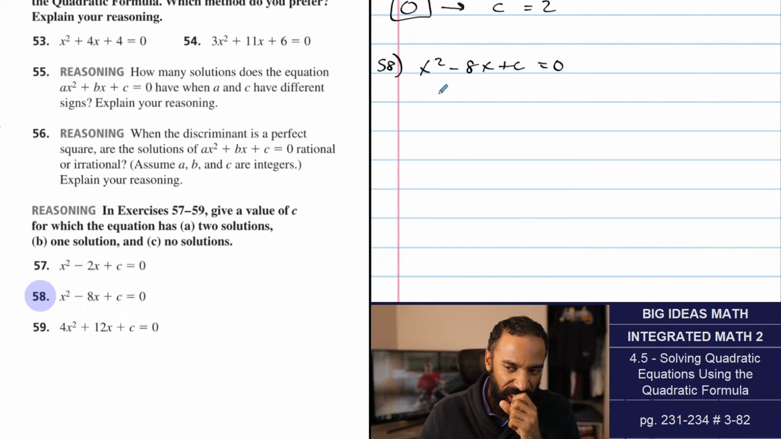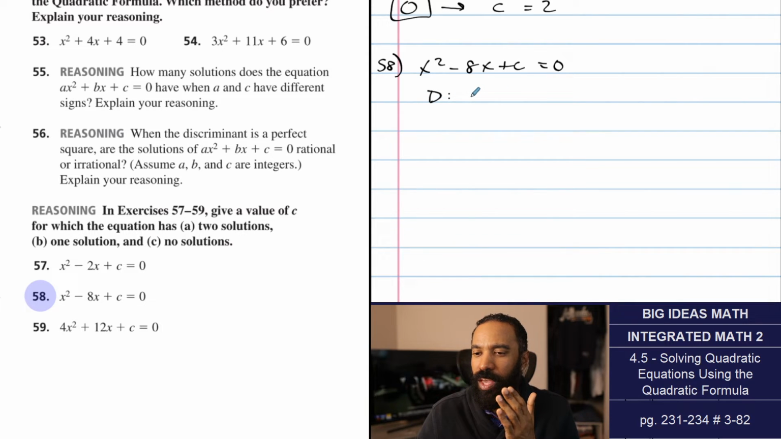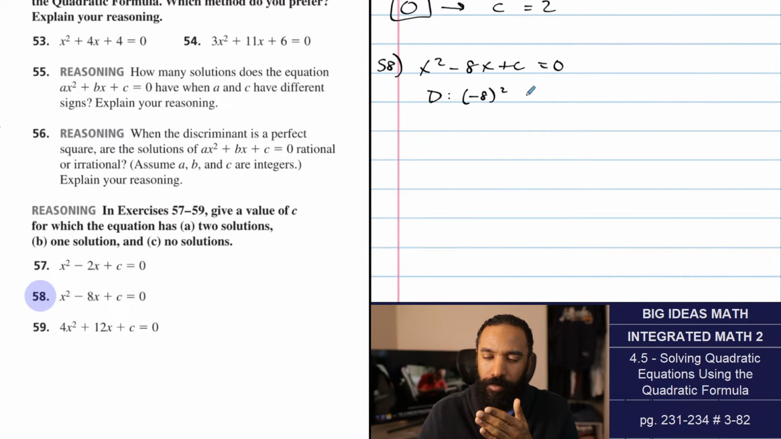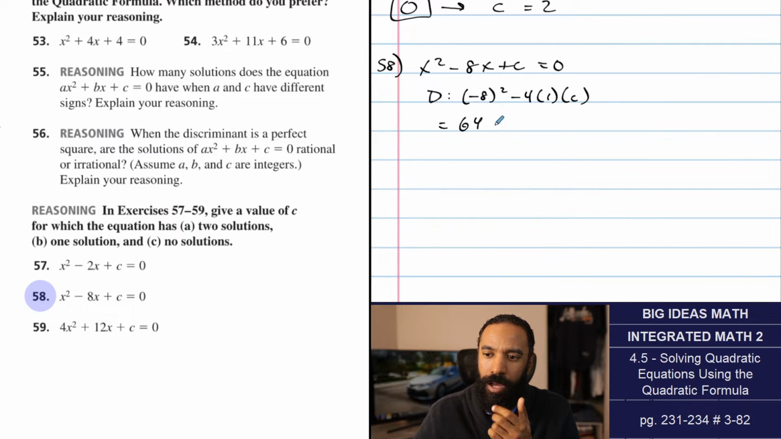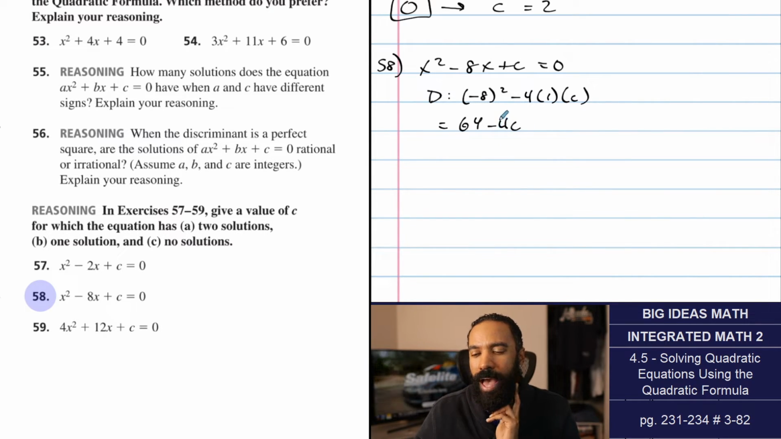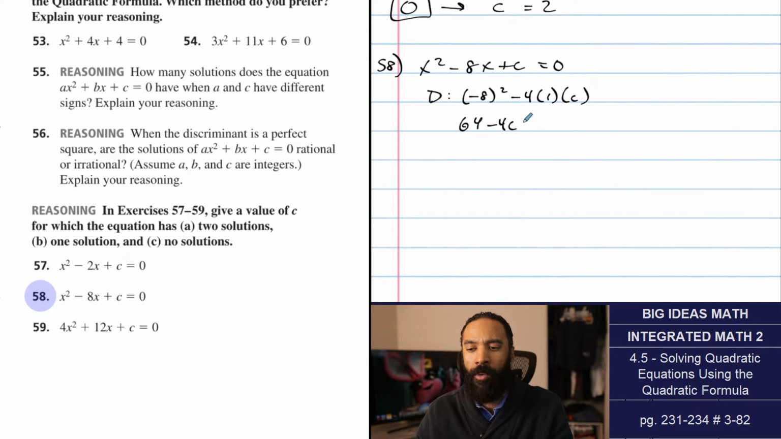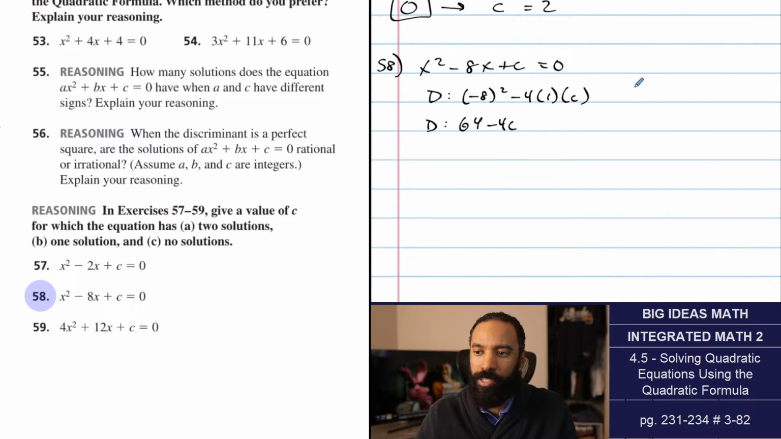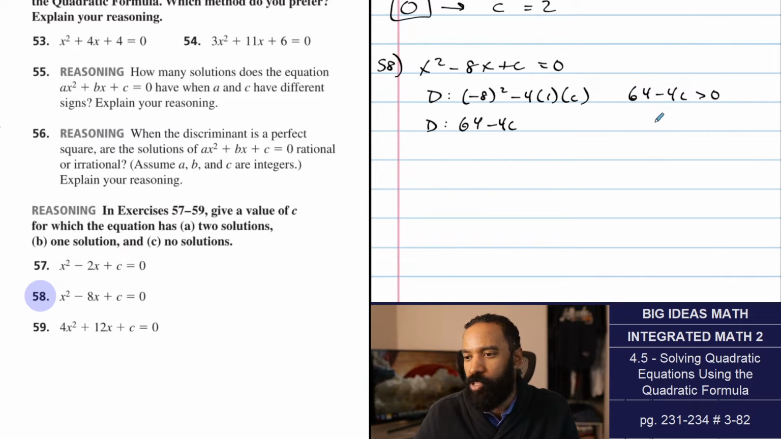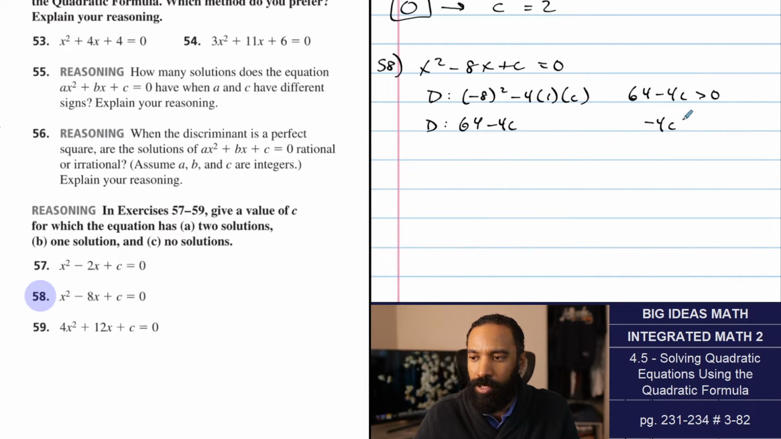Let's look at the discriminant, b squared minus 4ac, which is 64 minus 4c. If I set this equal to 0 and add 4c over, I get 4c equals 64. But I want to write what I was saying before, which was test when 64 minus 4c is greater than 0. This time I'm going to subtract 64 over. So negative 4c is greater than negative 64.